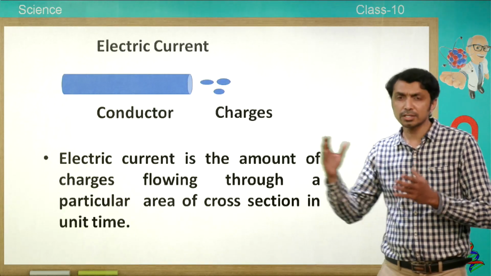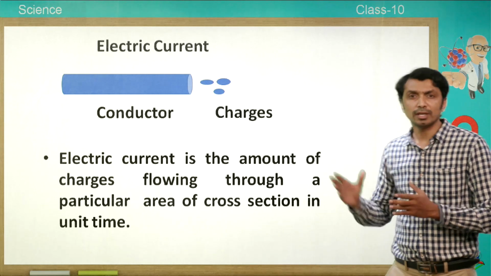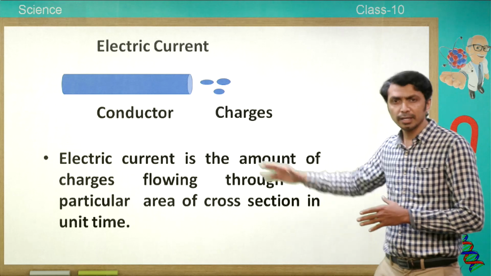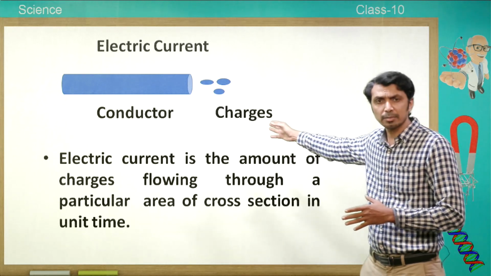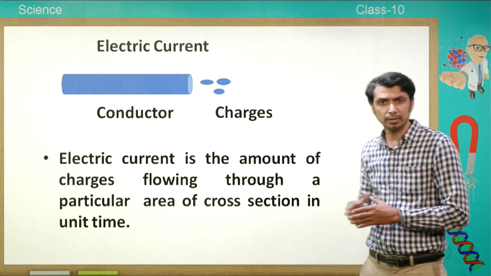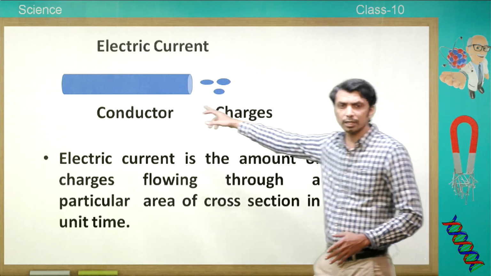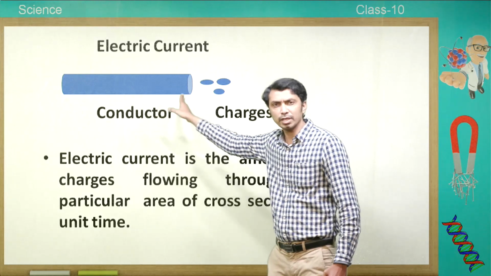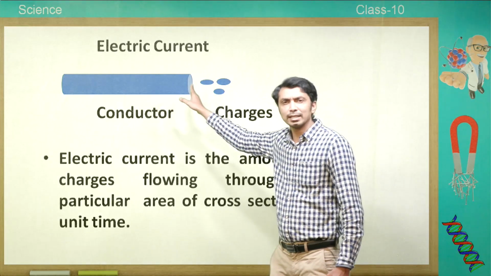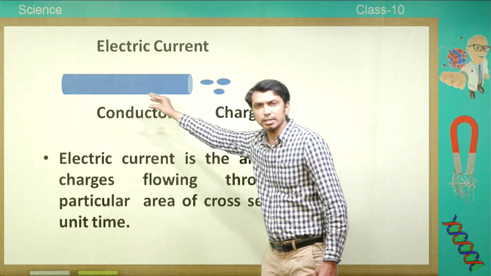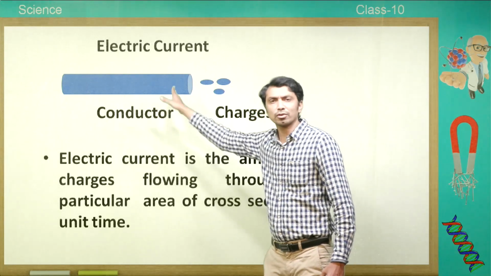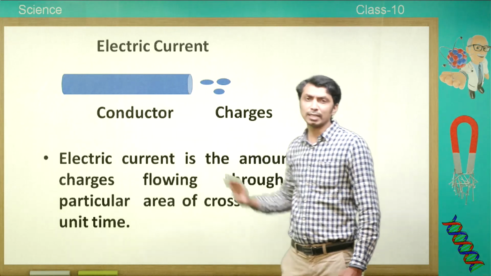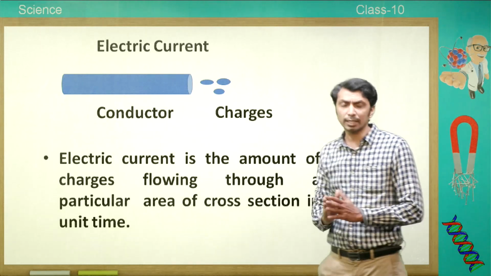So whenever the charges are moving in a conductor, we call it electric current. Now here as you can see, there is a representation of charges in a conductor. If we take any one particular cross section of area, either this or this, whichever cross section, and calculate the total number of charges that are crossing that area of cross section, then that is the value of electric current passing through this conductor.